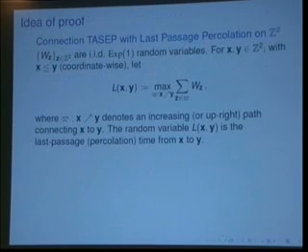Okay, well, I don't have that much time, but let me just flip through the idea of the proof. The idea is to make the connection between TASEP and the last passage percolation on Z2.